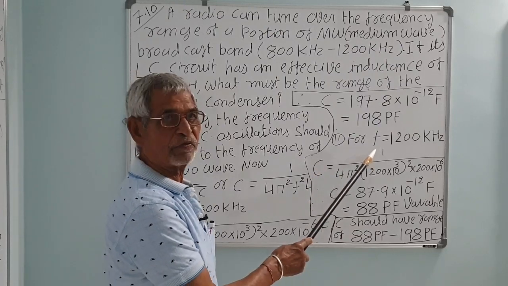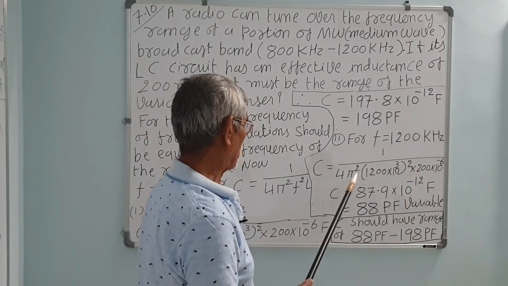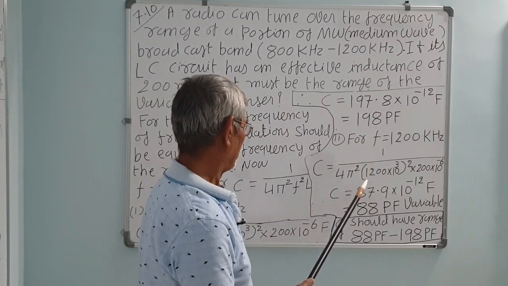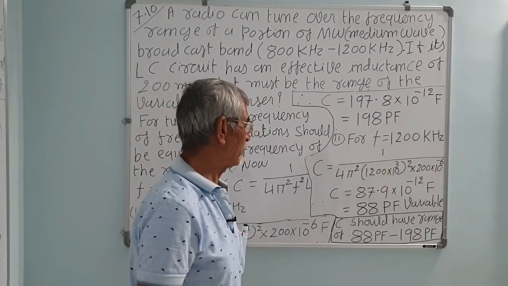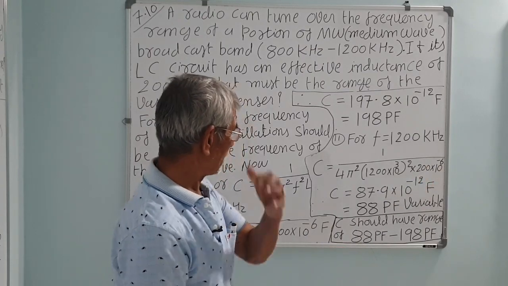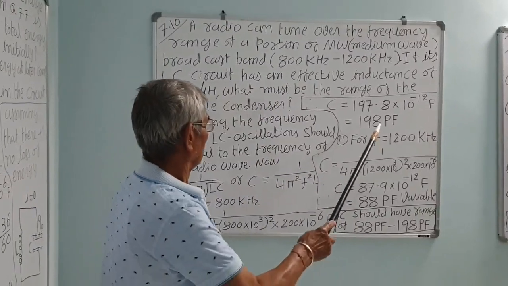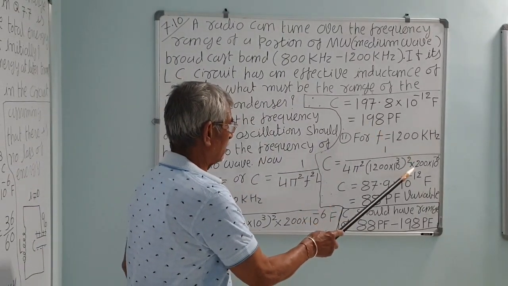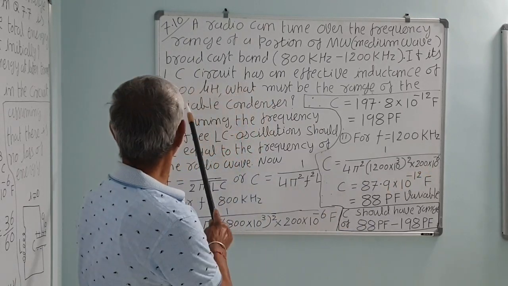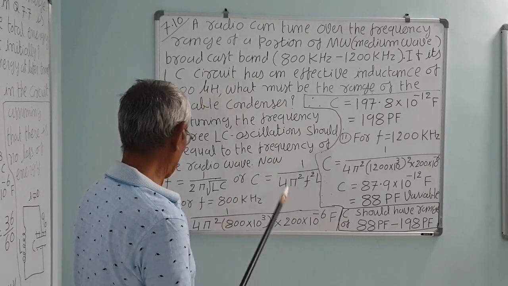Again, we use the equation 1 upon 4 pi square f square L. So 4 pi square, the frequency is different. You can say f1 and f2 also. 1200 into 10 raised to 3 square, into 200, that is the inductor's L value, 200 micro. Sorry, this is not millihenry, it is microhenry. As in the earlier case also, it is 200 microhenry, not millihenry, make the correction.